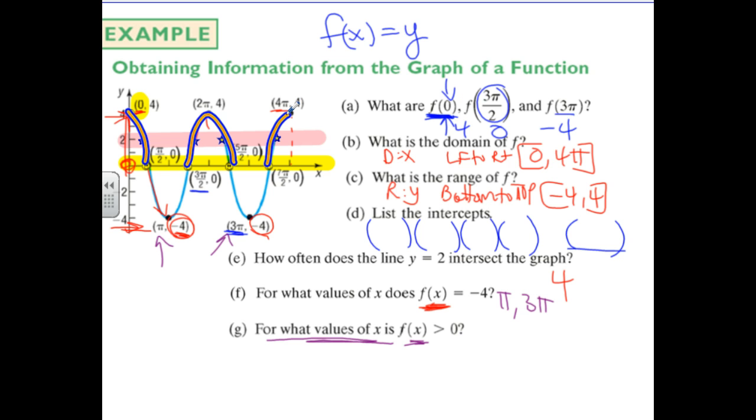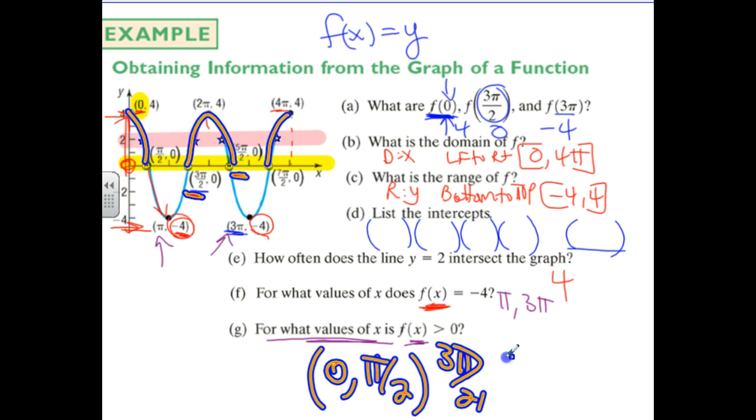So for those answers, I would say, okay, let's go interval notation. Between 0 and the x value pi over 2, that interval, it's greater than 0. It's not equal to it, so I can't use brackets. Then I'm going to start here at the x value 3 pi over 2 and go to 5 pi over 2. So between 3 pi over 2 and 5 pi over 2, we have an interval that's greater than. And then the last interval that's greater, starting here at 7 pi over 2 and going up to 4 pi.